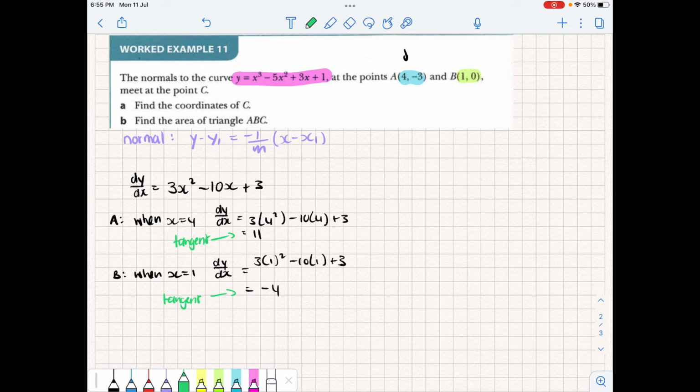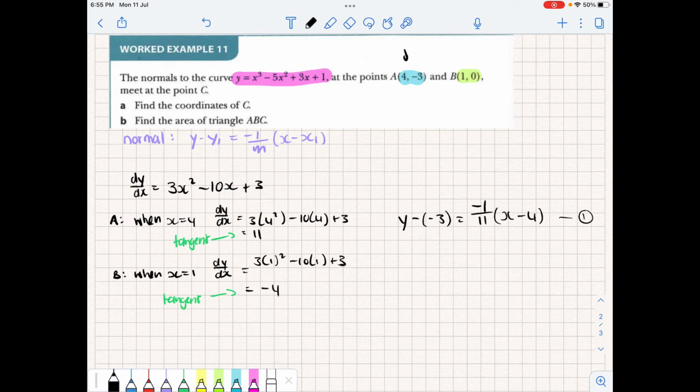Now, fortunately, our equation for the normal takes care of all of that, right? It makes sure you put the gradient in the correct place and make sure you use the right equation. So the equation for the normal that passes through A will be y minus 3. That's why you always put your negative numbers in brackets when substituting, equal to minus 1 over m, which we've worked out to be 11. And here we will have x minus 4. So this can be equation 1.